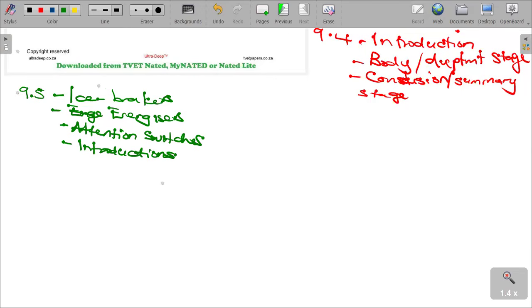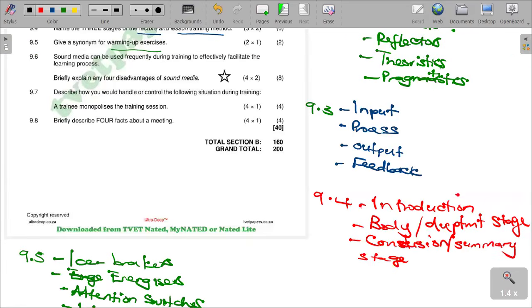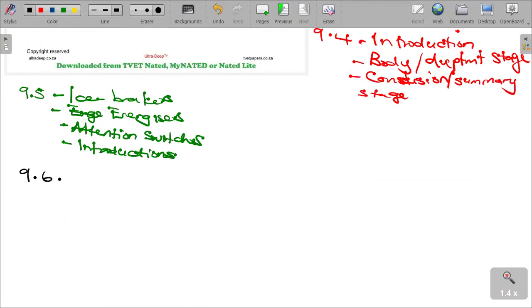Let's go to 9.6. Sound media can be used frequently during training to effectively facilitate the learning process. Briefly explain any 4 disadvantages of sound media. Right, we are on 9.6.